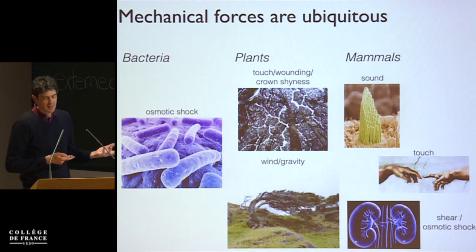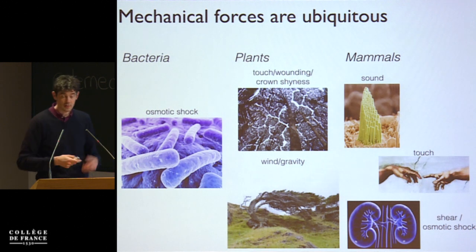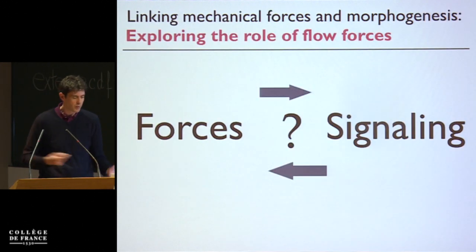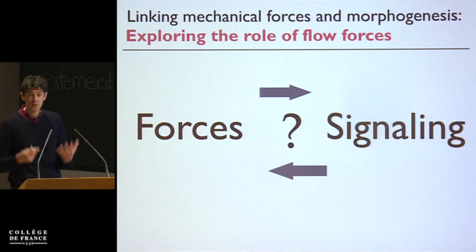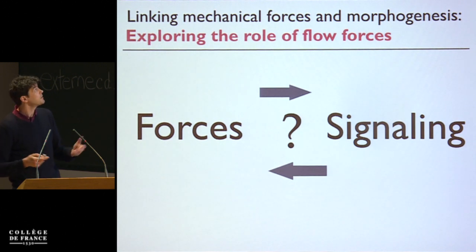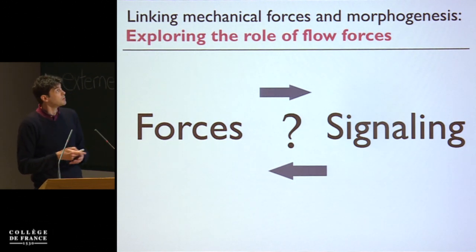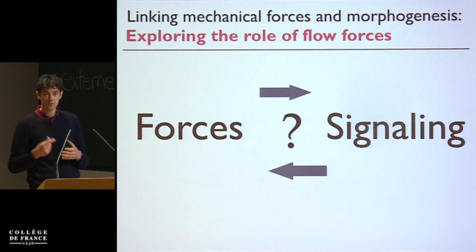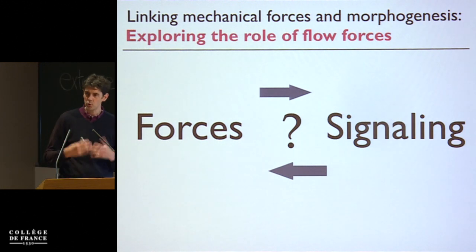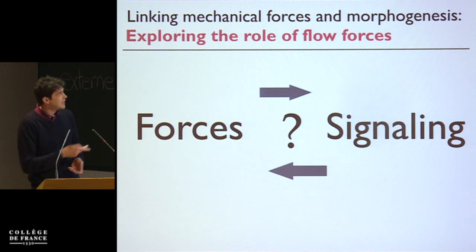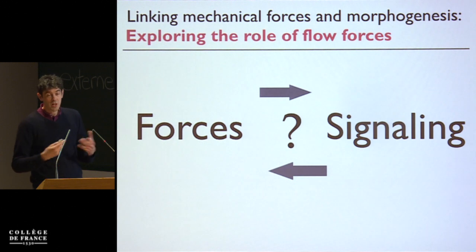In mammals, obviously, mechanical forces are used for many reasons in terms of sensation. They're also important within our body to modulate physiology. But we are among the people that really believe that mechanical forces within the embryo are also extremely important to modulate the shape of our organs. Our idea is mainly to focus on a specific type of force associated with the movement of fluid within the embryo, and address the very basic question of the relationship between forces, signaling, and shape within the embryo.